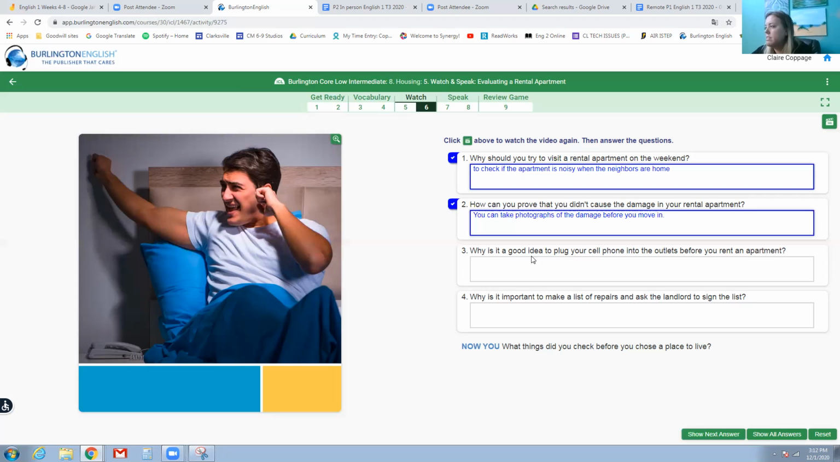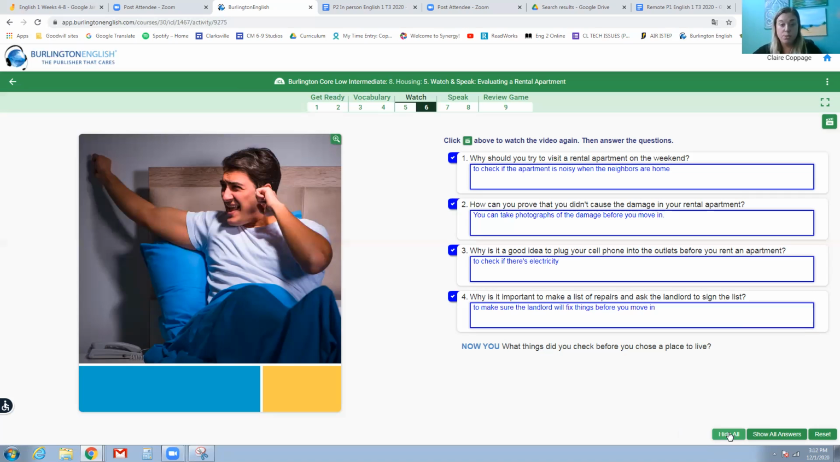Number 3, why is it a good idea to plug your cell phone into the outlets before you rent an apartment? That's right, to make sure that the outlets work and that there's electricity. Why is it important to make a list of repairs and ask the landlord to sign the list? This is to make sure that the landlord will fix things before you move in. What things did you check before you chose a place to live?